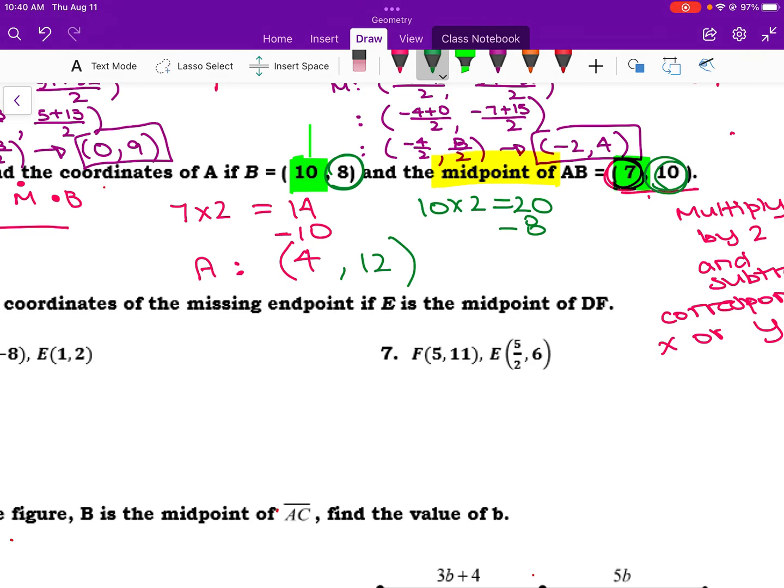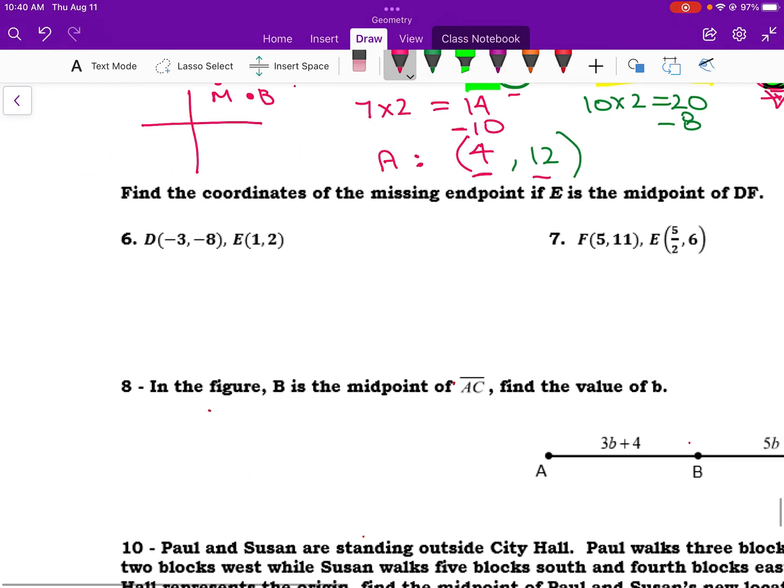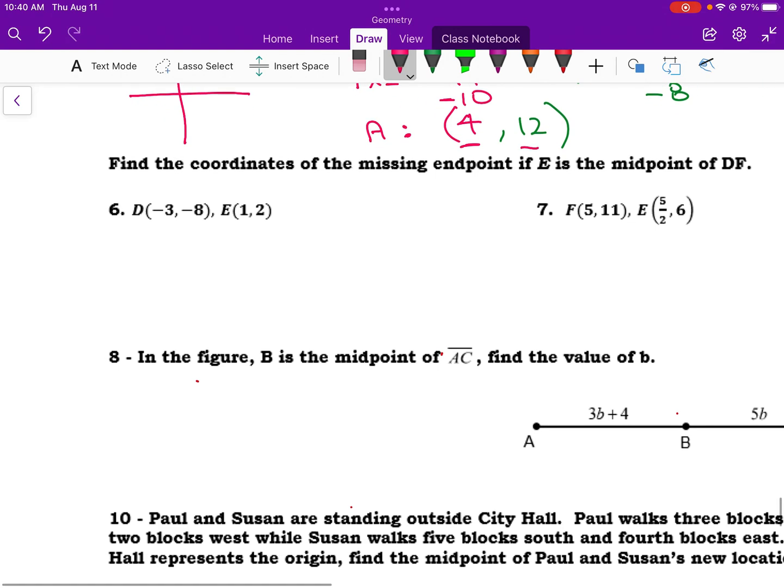We can always work forward to check our work, meaning if I take 4 plus 10, that's 14, divided by 2 is 7, so that checks off. 12 plus 8 is 20, divided by 2 is 10, so that checks off. Okay, and then similar process here, we want to find the coordinates of the missing endpoint.